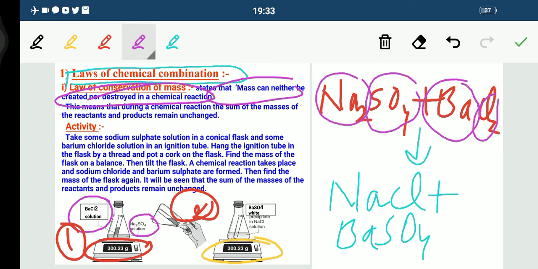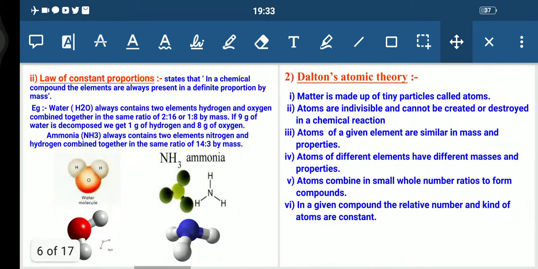Now you can simply balance the chemical equation. So this is how they are telling us. This is what the law of conservation of mass is. I hope with the help of this activity this topic is clear.